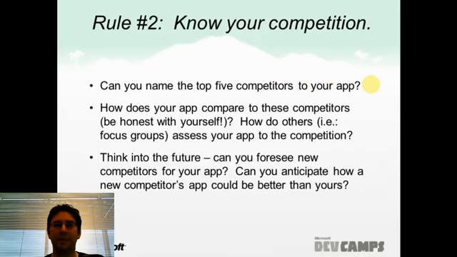Second is know your competition, right? Can you name the top 5 competitors, or top X competitors, to your app? If you can't, you should probably figure out who they are, right? Because if you don't know who your competition is, you're probably doomed to failure already, because you don't understand who is out there trying to solve the same problem you are and how they're solving it with their app, right? And how does that compare to your app? So I think that's really important.